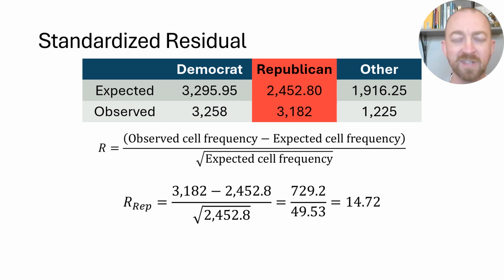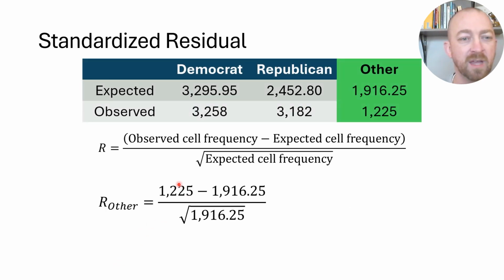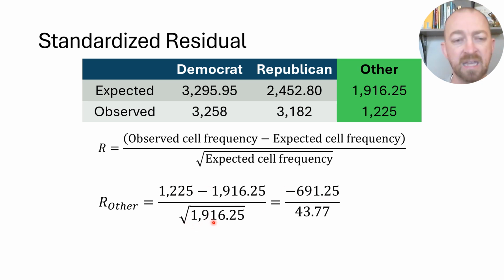All right, we'll do it one more time for the other affiliations. And here we go. We've got the observed cell frequency was 1,225, expected was 1,916.25, and we do that. The difference, of course, was negative 691.25, and the square root of 1,916.25 is 43.77. We, of course, divide, and again, we can ignore the sign here. The point is 15.79, of course, is much larger than 2, therefore this was a major contributor also.